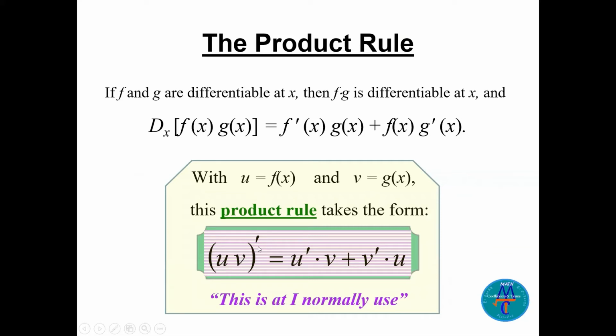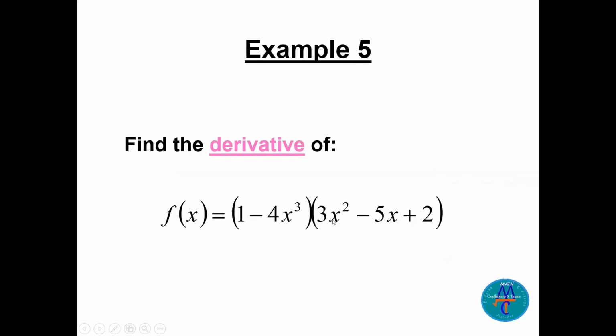(uv) prime, because u is a function and v is another function, the derivative of the product is u prime v plus v prime u. If you try to remember it this way, it will be so easy and nice. u prime v plus v prime u. So you can use that, or you can use this one if you like it. It's up to you.